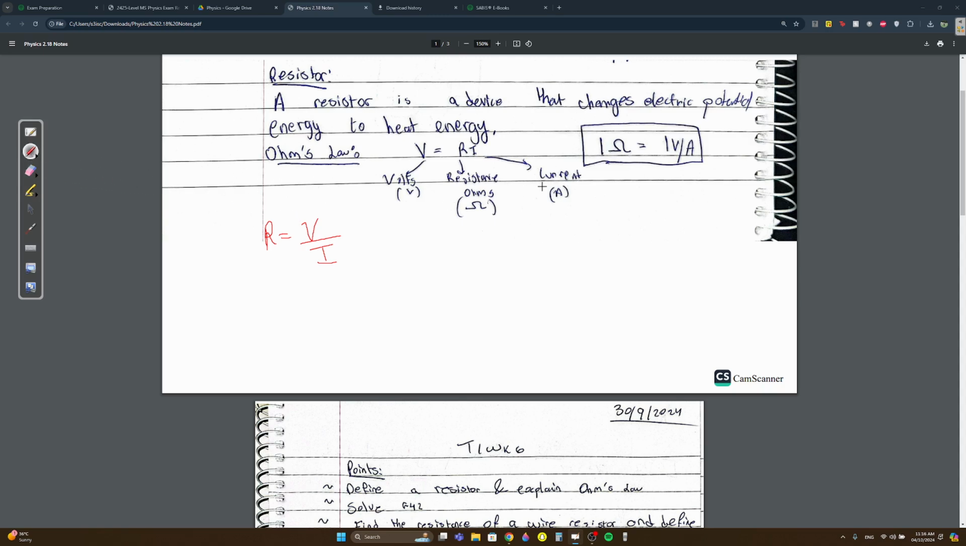The unit of resistance is the ohm, and it's equal to 1 volt divided by 1 ampere. Because this is ampere, this is volt, ohm. Okay? Anyway, Ohm's law. Very easy.